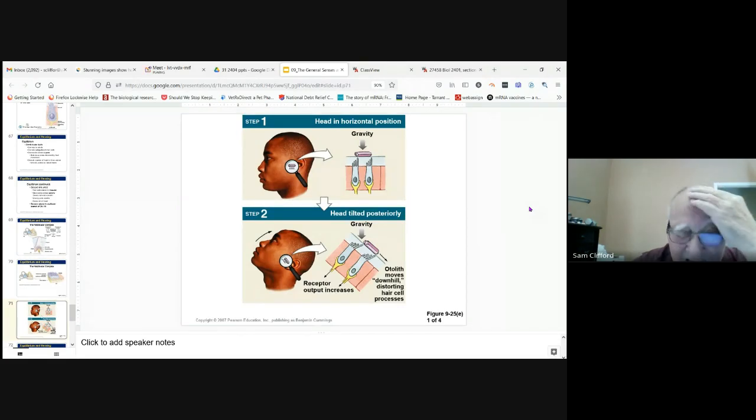So the movement of these otoliths, depending upon the direction of moving, the bending of the hair cells will either increase or reduce nerve activity, and that's how we figure out, with our brain processing this information, the position of our head.